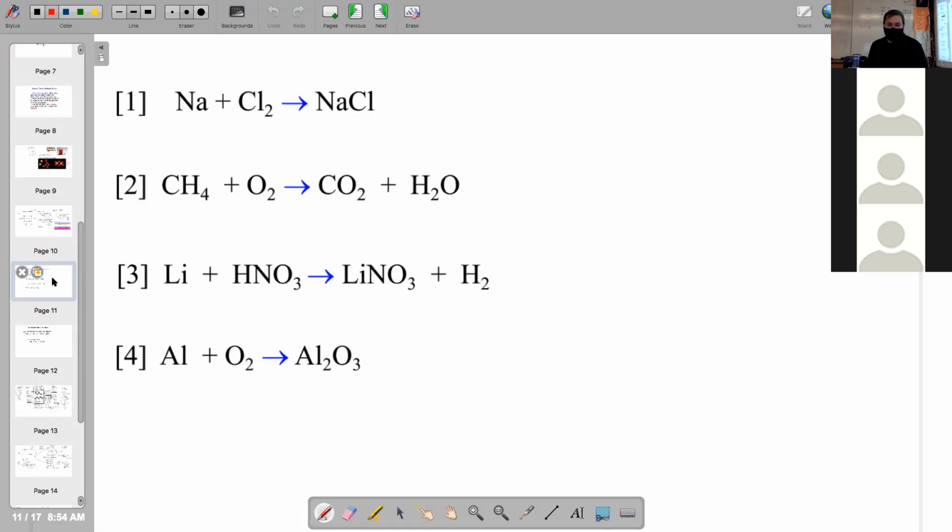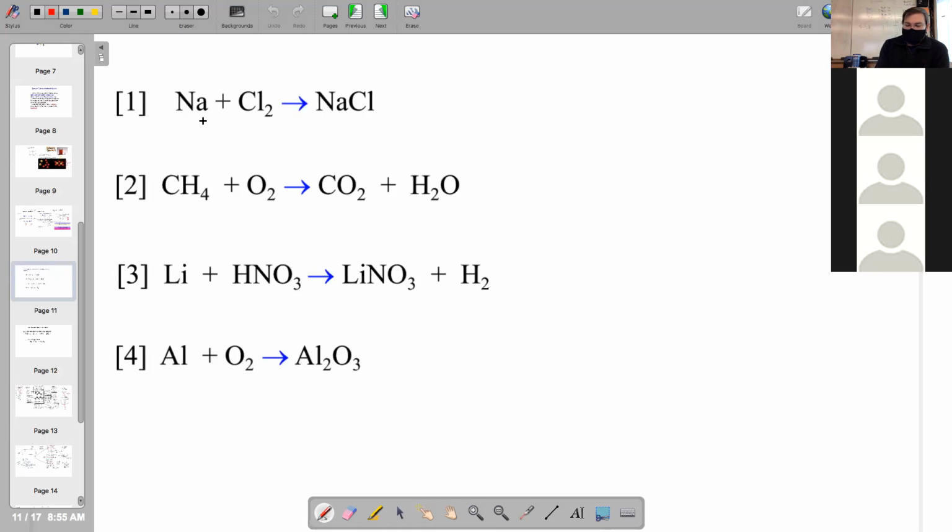None of these compounds are anything that you haven't seen or know how to write before. There are no states included because the states don't matter, like whether it's solid, liquid, gas, or aqueous. That doesn't matter with balancing equations. What matters is comparing the subscripts and stuff like that. So there's a couple different methods. Sometimes they're easy, like this Na plus Cl2 gives you NaCl.